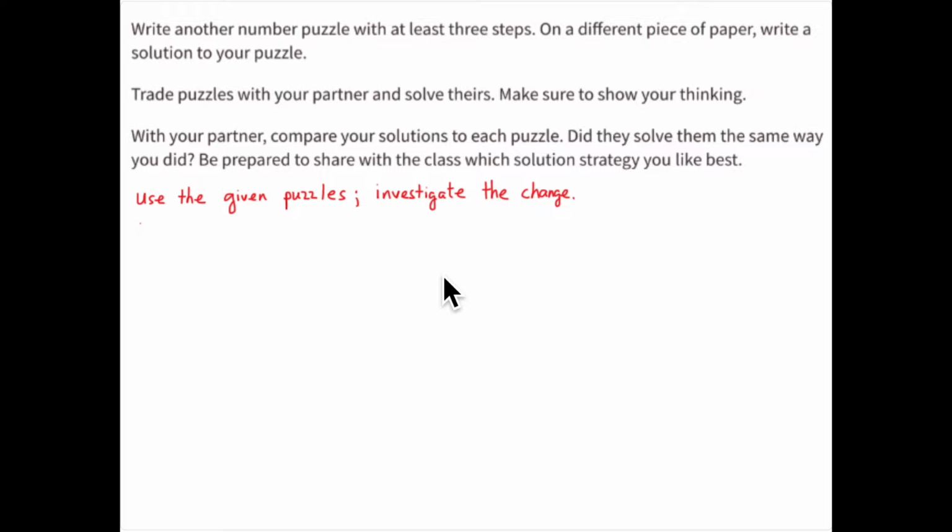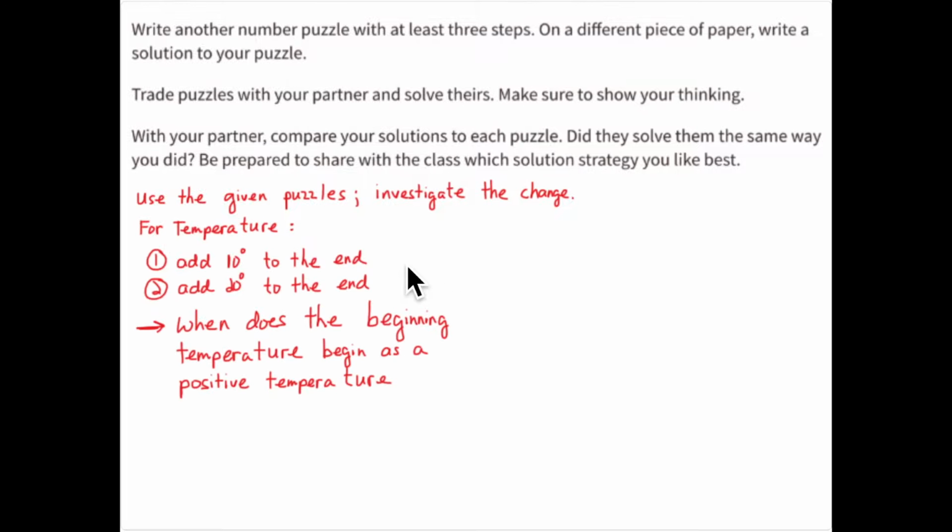Here are some suggested changes listed for you. So for the temperature, add 10 degrees to the end. See what happens to the beginning temperature. Add 20 degrees to the end. See what happens to the beginning temperature. So when does the beginning temperature begin as a positive temperature? Where is that point of change or that break point?